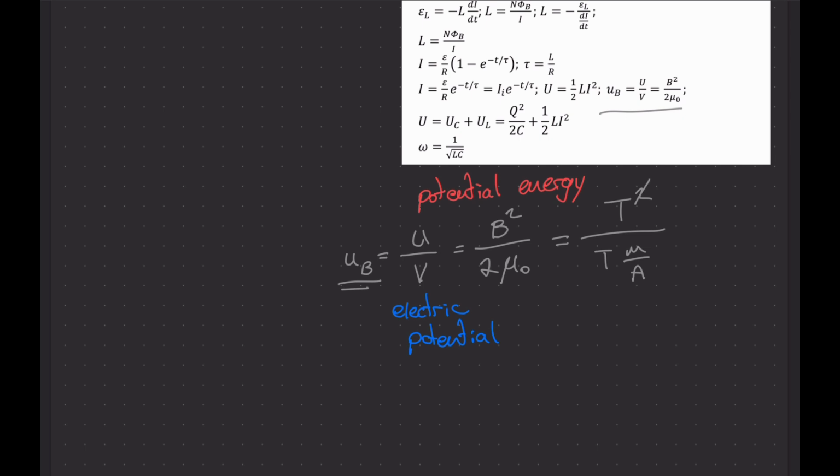Okay, and we see one of these guys cancel, and we get the total units, Tesla meters over amp. Again, wait, hold up. This has the same units as mu naught. Hold it down. What does that mean? And it's also telling us this. Okay, that's a little bit weird, but let's analyze this.